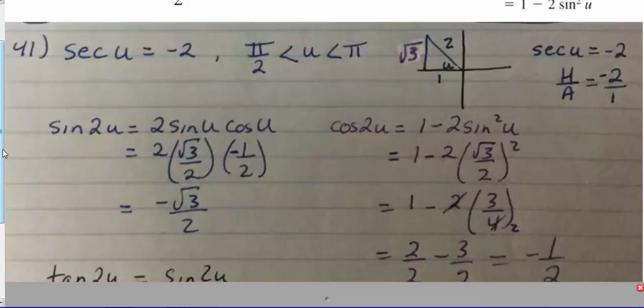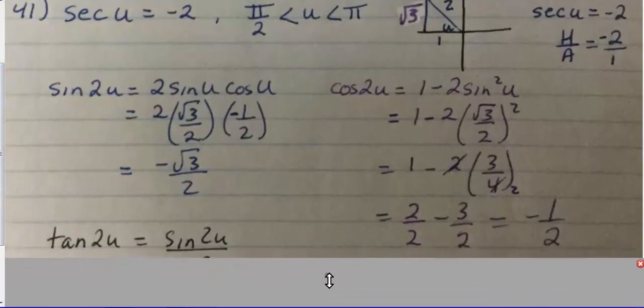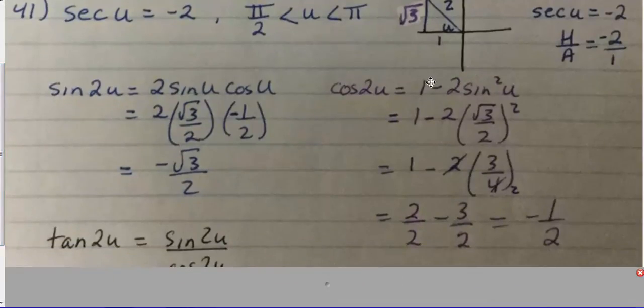And then again, same sort of thing over here with cos. Having a formula for cos, 1 minus 2 sine squared theta. I chose that one just because I happen to choose that one. Either of the other two would have given me the same answer. Sine of u is opposite over adjacent, √3/2, and then simplifying gets me to -1/2 being the ratio for cos of 2u.